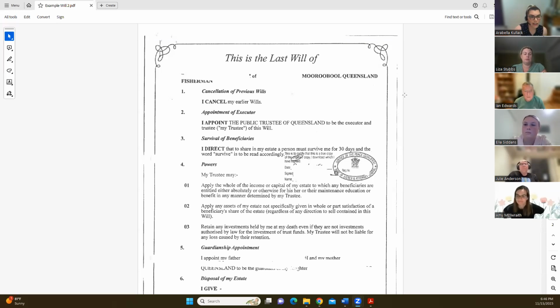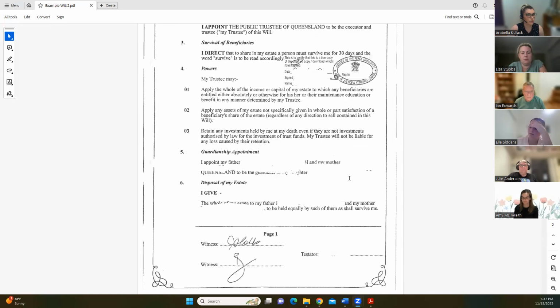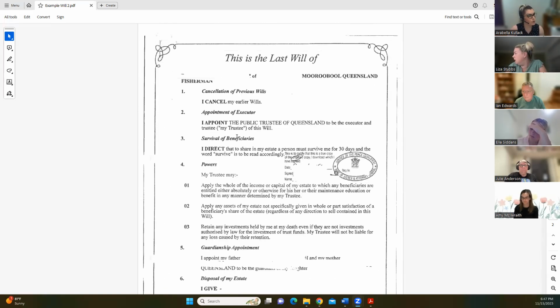Excellent. All right. So the question asks us to identify the revocation clause, the appointment of executor, specific gifts, and a residuary clause. So looking at this will, this is a fairly standard form will that the public trustee uses. I'm not exactly sure when this was done. Oh, yes, I am. 2014. So there might have been some changes to this precedent in the meantime, but this is the general look.